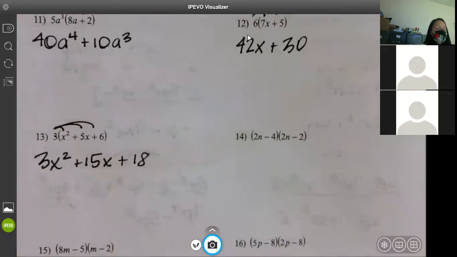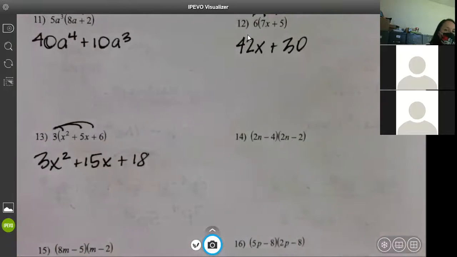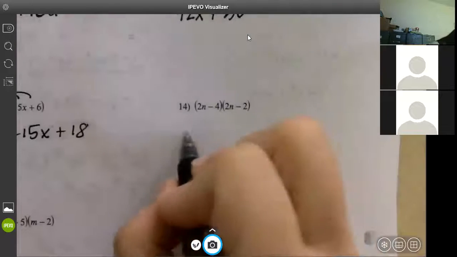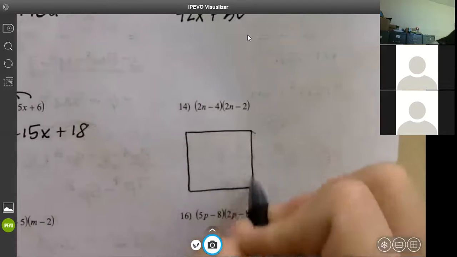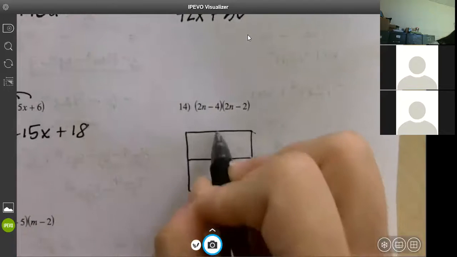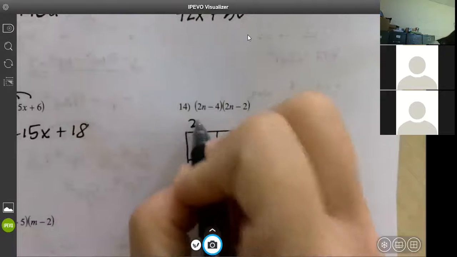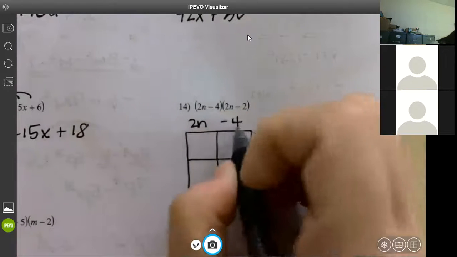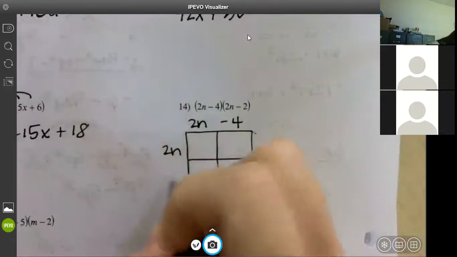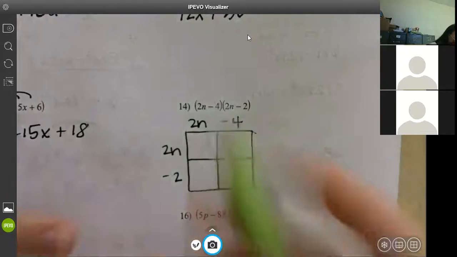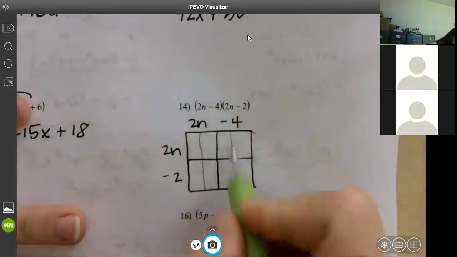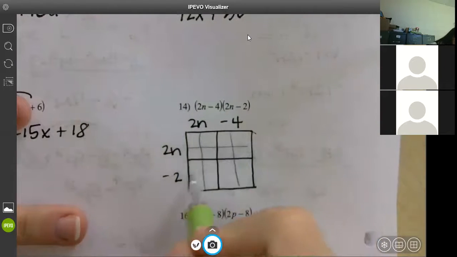All right. So on the rest of them, remember I showed you how to do box method. You can do double distribution if you want to, but I don't like it. You can, though. It's up to you. So this has 2 terms by 2 terms. The first one has a 2n and a negative 4, a 2n and a negative 2. Remember we talked about what meets in the boxes.